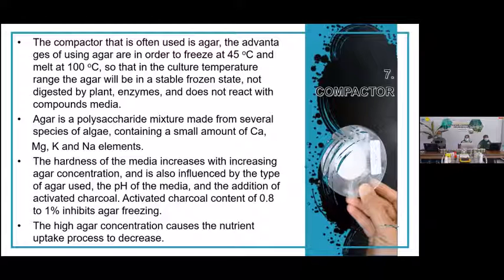And the seventh is compactor. The compactor that is often used is agar. The advantages of using agar are that it freezes at 45 degrees Celsius and melts at 100 degrees Celsius, so that in the culture temperature range, the agar will be in a stable frozen state, not digested by plant enzymes, and does not react with compounds in the media.